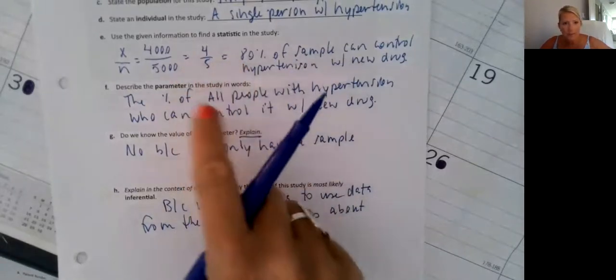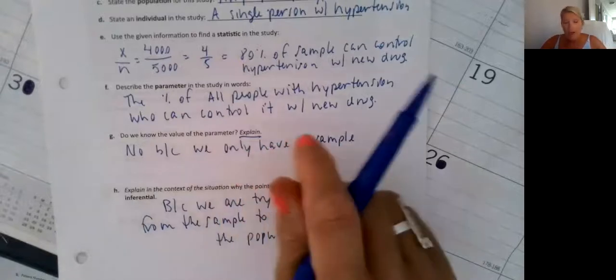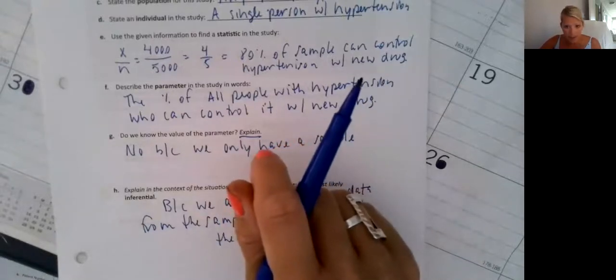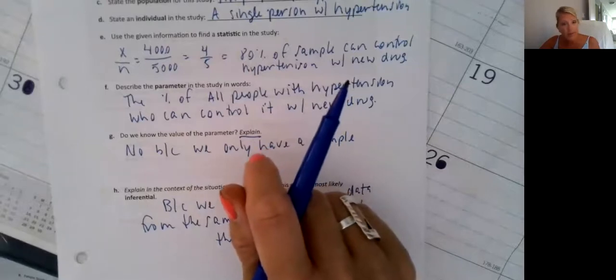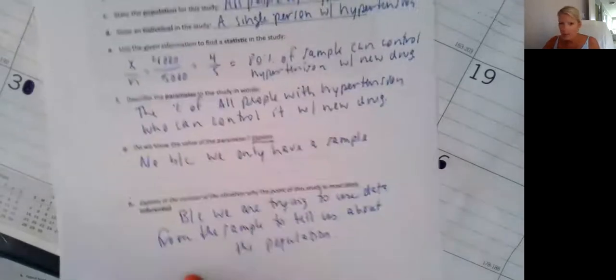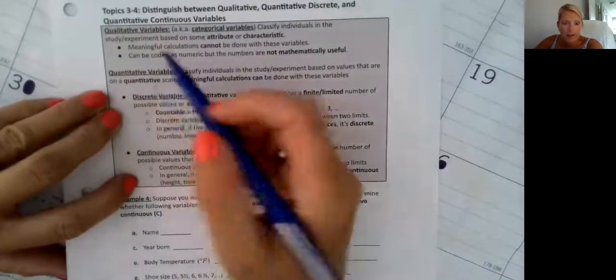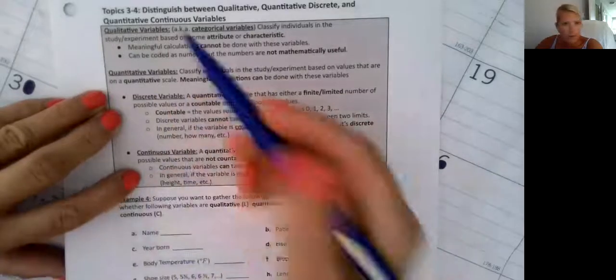And this is because this type of data is called qualitative. It's a yes or no question. Were they able to control their hypertension or not? They didn't measure anything. So we're going to look at that here on the next page. On page 29 here, it introduces us to the two types of data variables that we're going to collect and talk about that are out there in the world.